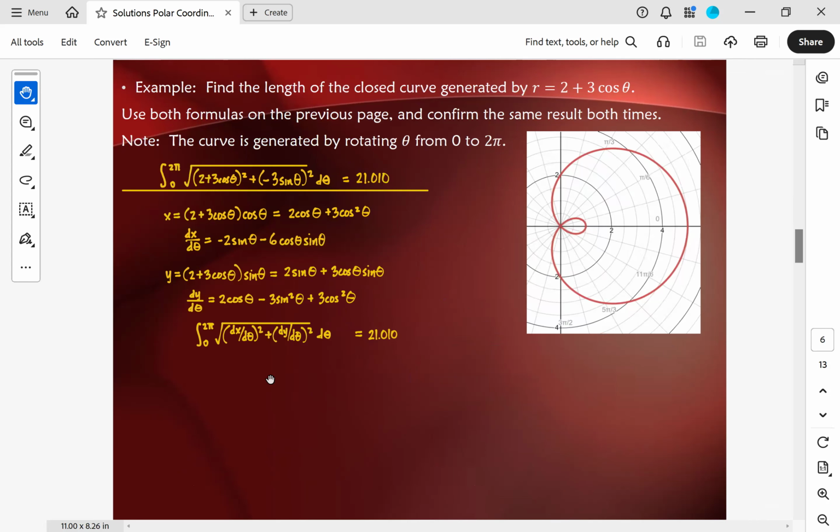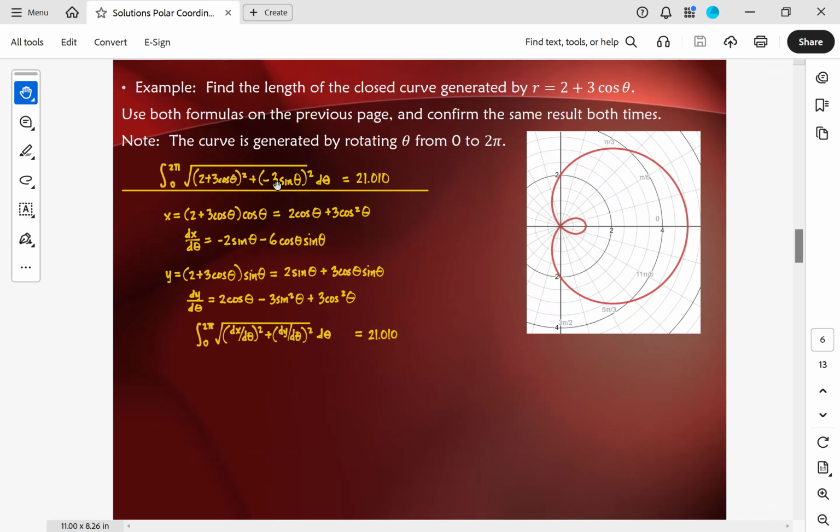The next page shows two setups separated by this horizontal line. We want to find the length if you were to travel around this limaçon, okay? r equals 2 plus 3 cosine theta.